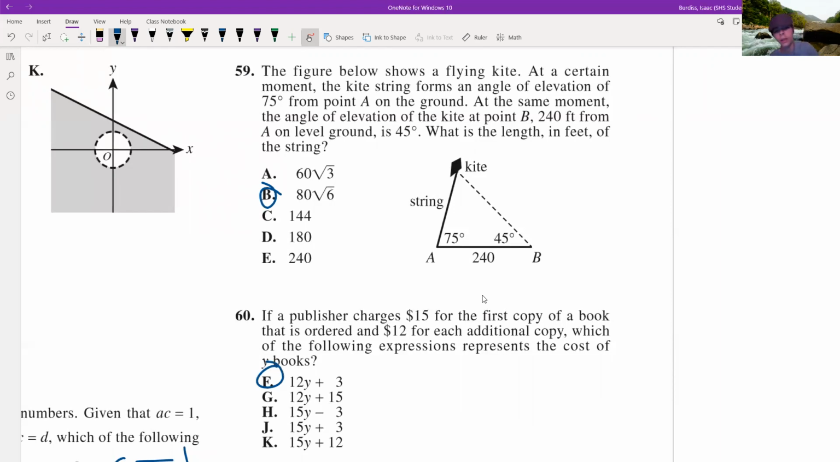For this one, you're trying to find the length of the string. What I did, which might have been dumb, I created a proportion. I found out that this angle is 60 because they have to add up to equal 180. So I thought, well, if across from the 60-degree angle is 240, then across from the 45 angle must be what the string length is. And so I set up a proportion and solved, and I found that it was 180, but that is not the answer. And the answer is B.